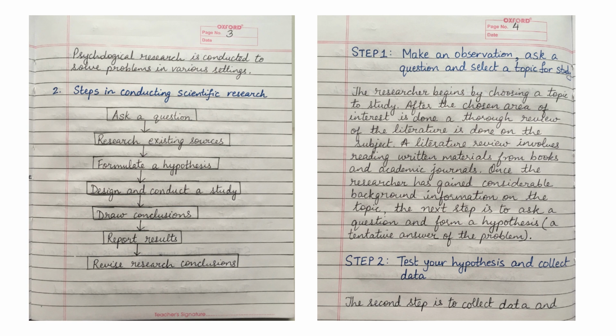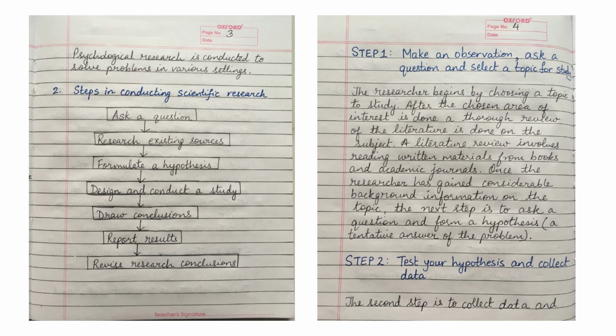Next topic: steps in conducting scientific research. First step: ask a question. Second: research existing resources. 3. Formulate a hypothesis. Number 4. Design and conduct a study. Next, draw conclusions. Then, report results. And finally, revise research conclusions.